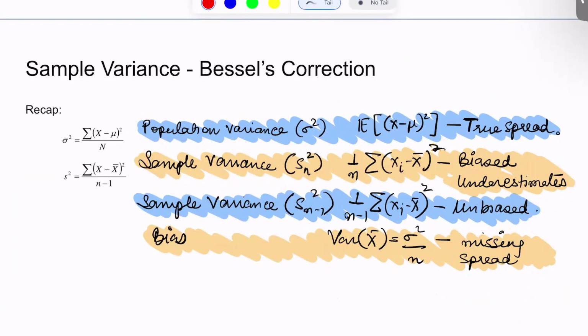In the next video, we'll try to understand the difference between variance and entropy. Both are measures of capturing spread in a distribution.